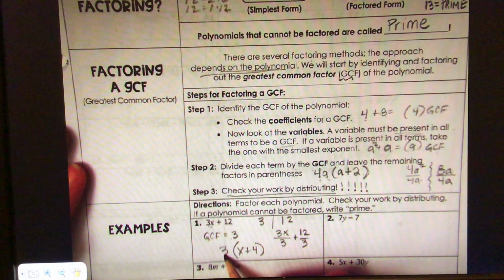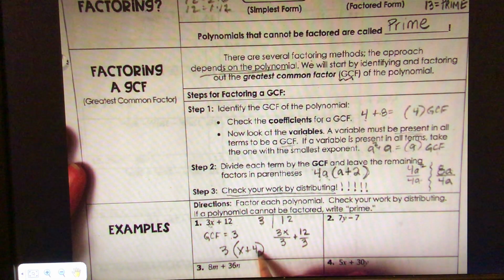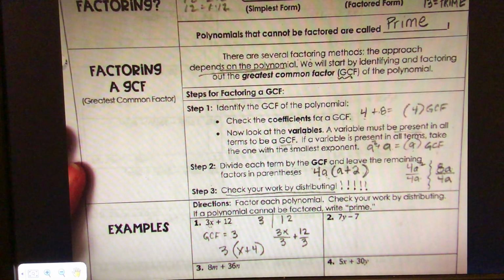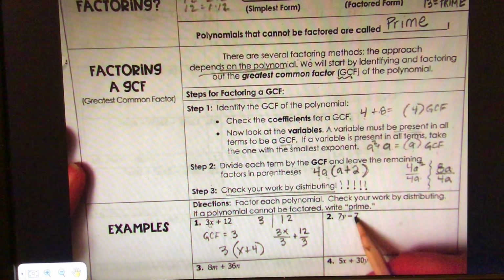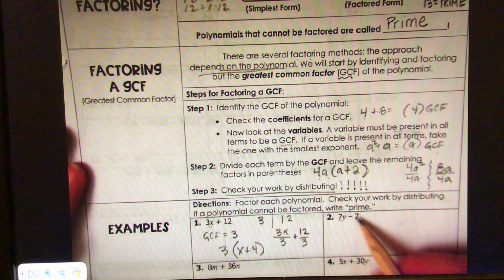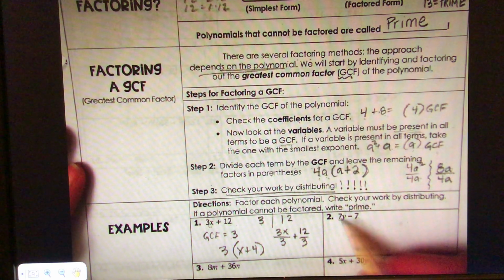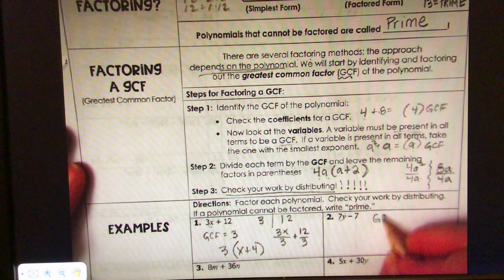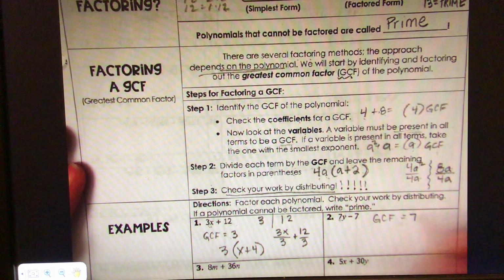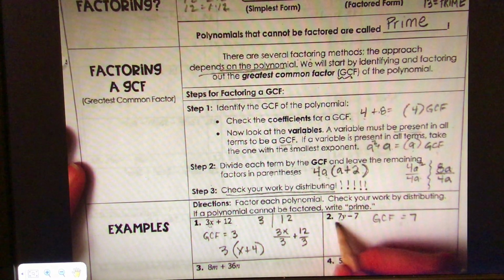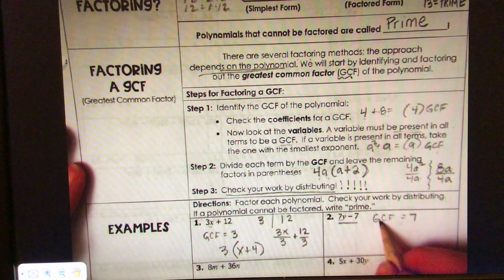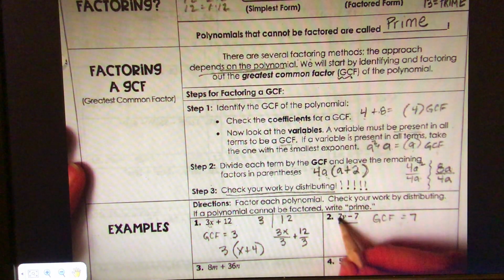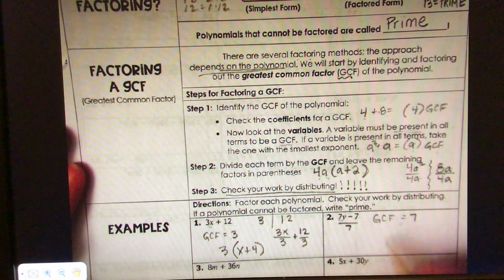And again, I could check 3x plus 12 if I distribute it back out. Sweet. If I look here, I just have 7 as my coefficients, or my constants, if you think about it. Does 7 go into both terms? Absolutely. My GCF is 7. And then I can start thinking about this like this. If I already figured out the GCF, that 7 goes into both terms, what if I just take a shortcut and stick it over 7? That's going to help me in a minute.